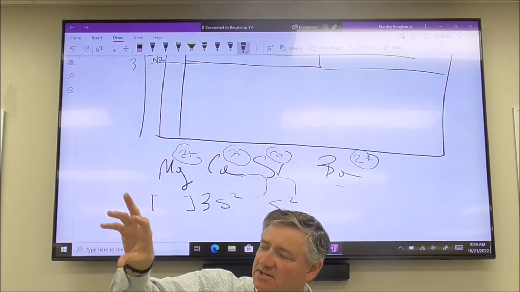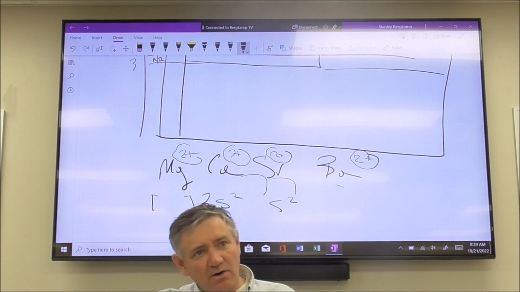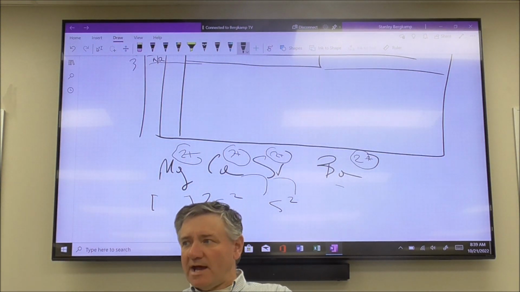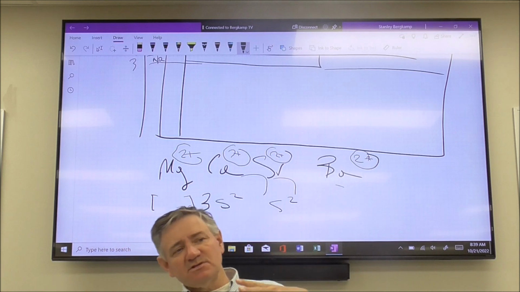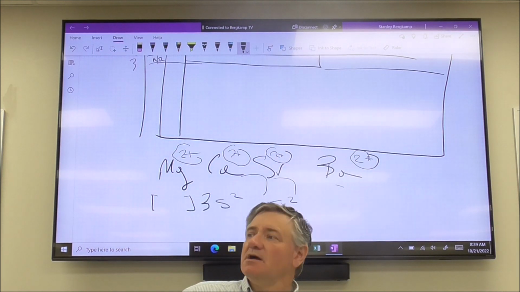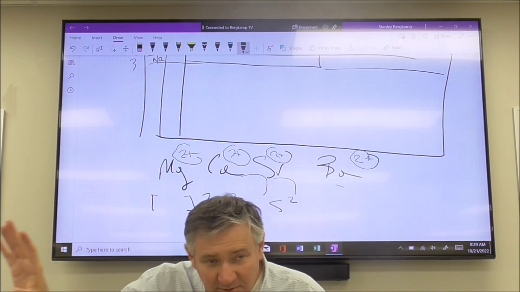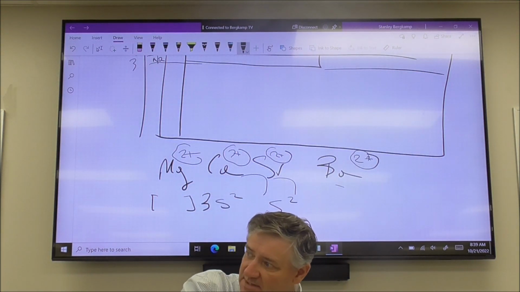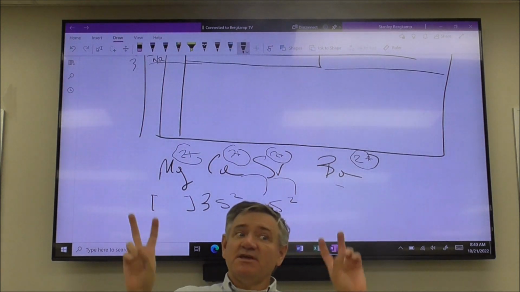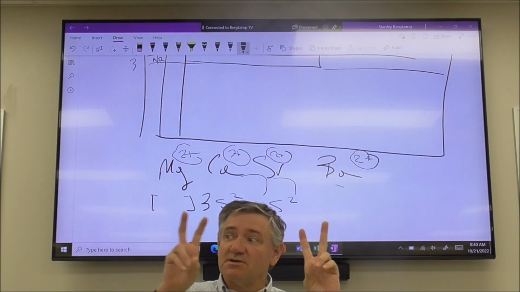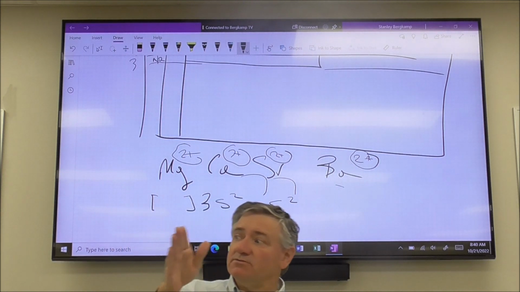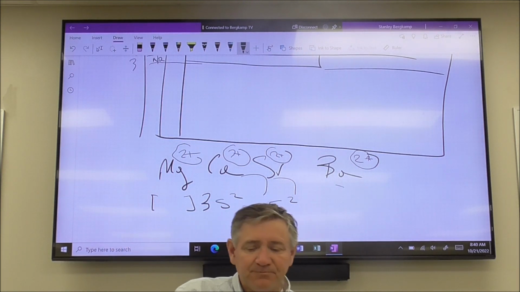So this is basically what the elements want to do. They want to look like a noble gas. They want to gain electrons or lose electrons to look like a noble gas. But they're not actually becoming the noble gas because we don't change the number of protons on the inside of the nucleus. They can look like it because they're becoming more stable, but they're not actually those elements because you don't change the number of protons that make that up.